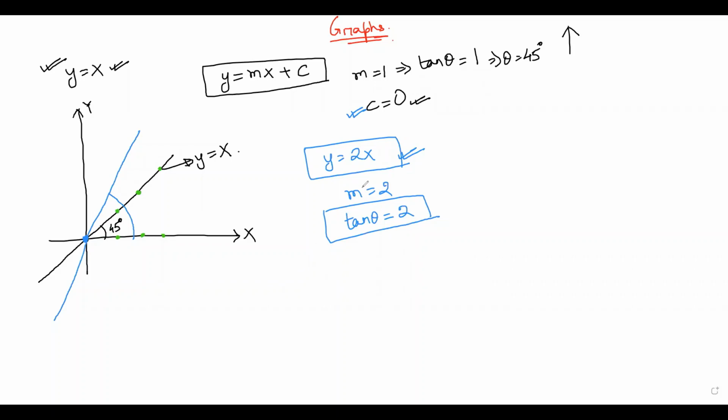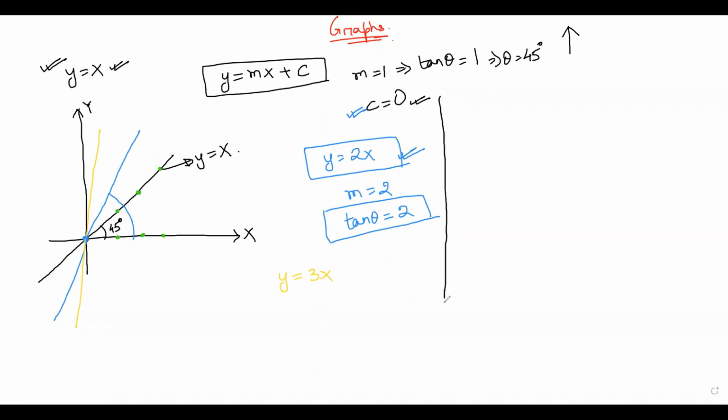In a similar way, if we increase the coefficient of x, that is, let's say if we assume y equal to 3x line, in that case, the slope would be 3 and this line will also pass through the origin. So this line would be something like this. So we can see that if the gradient value is higher, in that case, the line would be tilted towards y-axis.